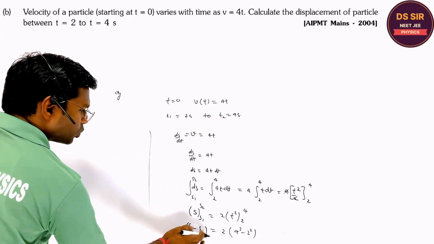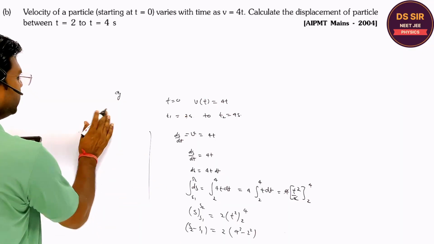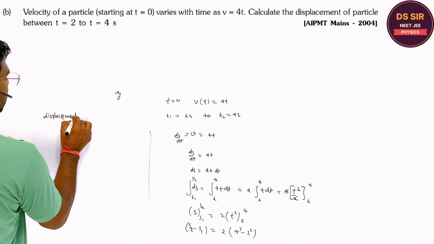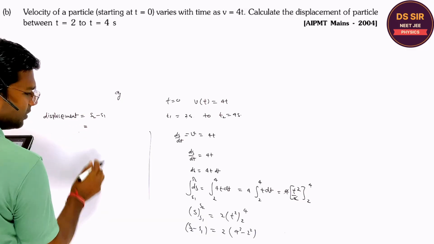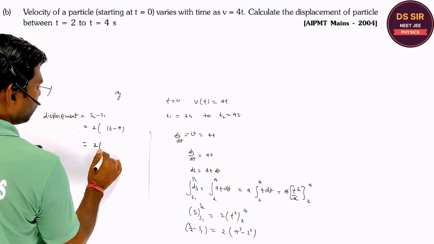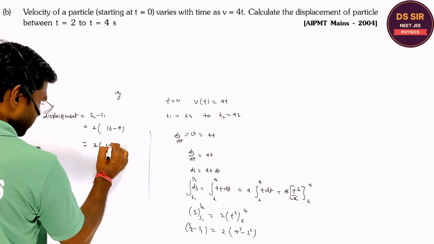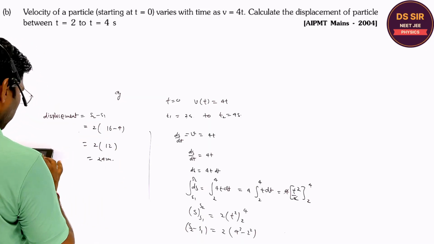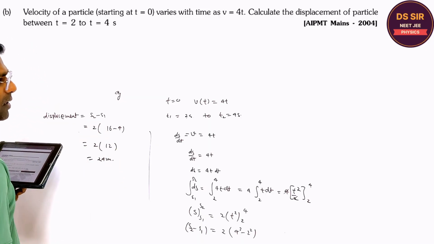Then s2 minus s1, final position minus initial position, is nothing but the displacement, right. s2 minus s1 is equal to 2 into 16 minus 4, which is 2 into 12, 24 meter. So 24 meter is the displacement of this particle, right?